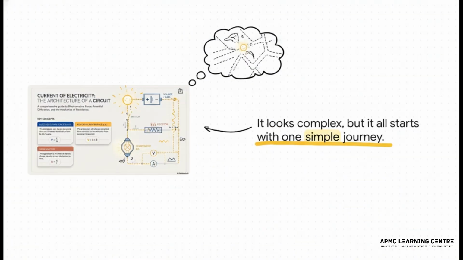So you look at a circuit diagram like this, and yeah, it can look like a totally complicated, messy map, right? But here's the secret to understanding it. Just forget the whole map for a second. Instead, we're just going to follow a single traveler on its journey, one single unit of charge. We're going to see where it starts, what it goes through, and where it ends up.